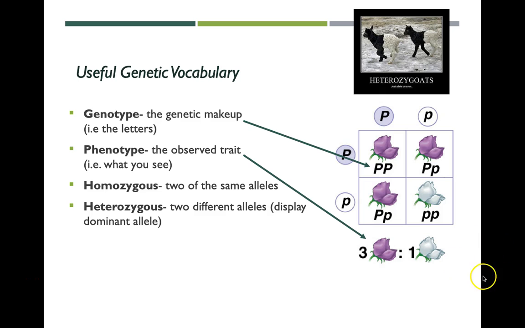Individuals that have 2 copies of the same type of allele are homozygous. Homo meaning same, zygous meaning zygote. So the fertilized zygote has 2 copies of the same type of allele. And that can be 2 copies of the dominant or 2 copies of the recessive.